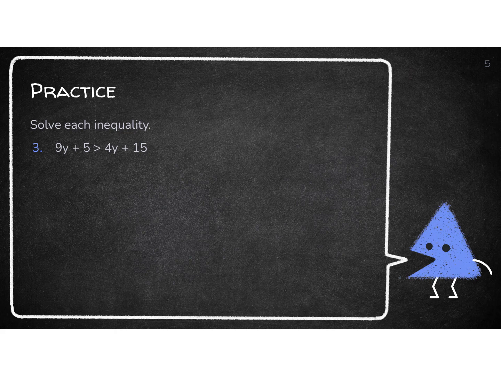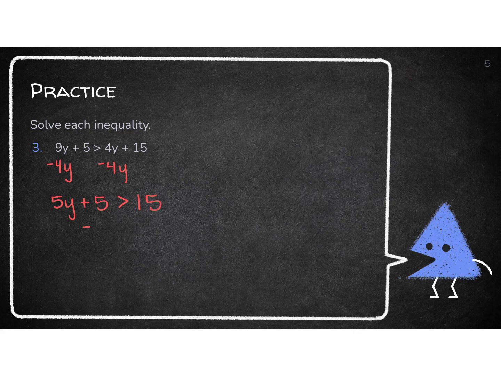Solving just like normal, all the variables have to be on the same side. So I'm going to move the 4y over to the other side. You could move the 9y, but then you'd end up with a negative, and I don't like negatives. So I'm going to get 5y plus 5 is going to be greater than 15.